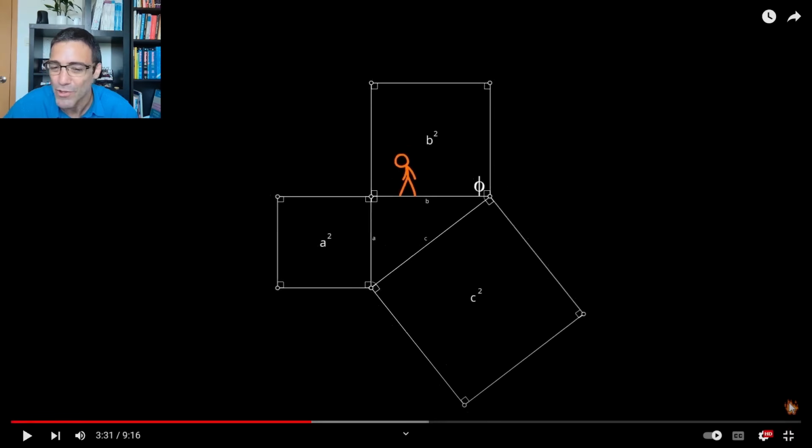This is one of the 370 proofs of Pythagoras' theorem. Beautiful to see it showcased here.